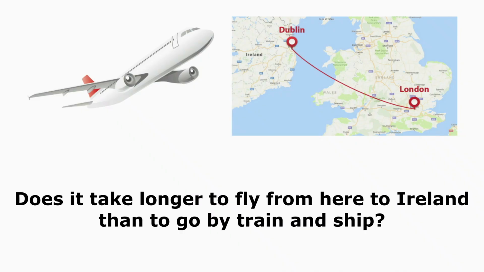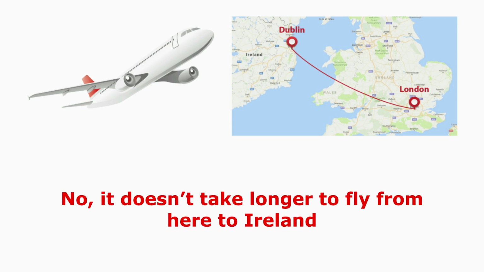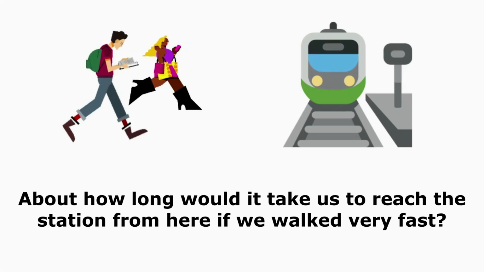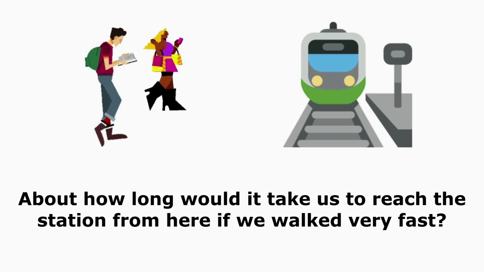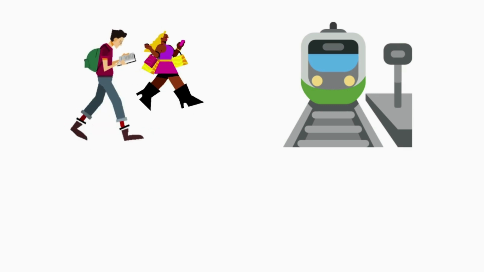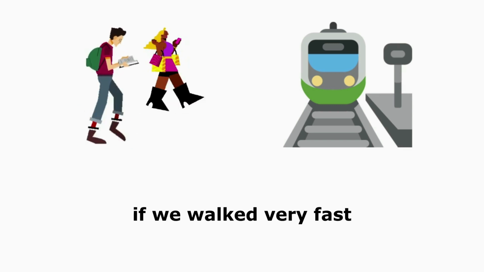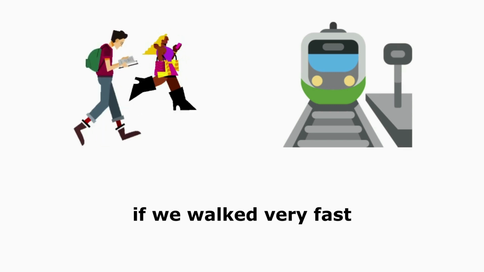Does it take longer to fly from here to Ireland than to go by train and ship? No, it doesn't take longer to fly from here to Ireland than to go by train and ship. It takes less time. About how long would it take us to reach the station from here if we walked very fast? It'd take us about 5 minutes to reach the station from here if we walked very fast.